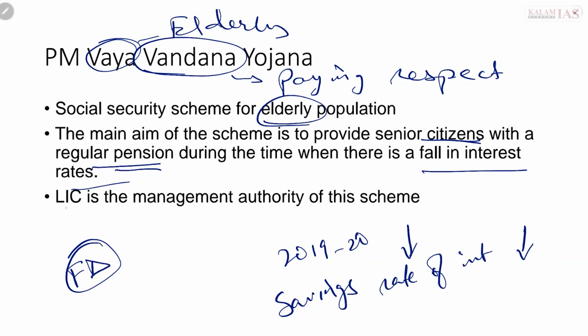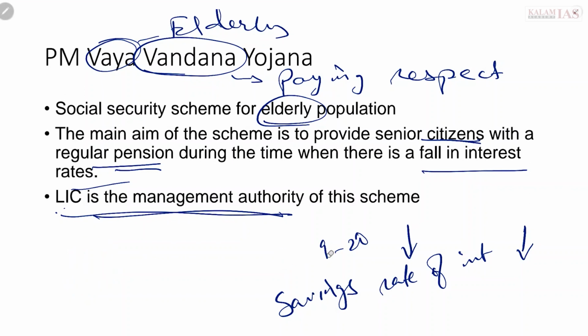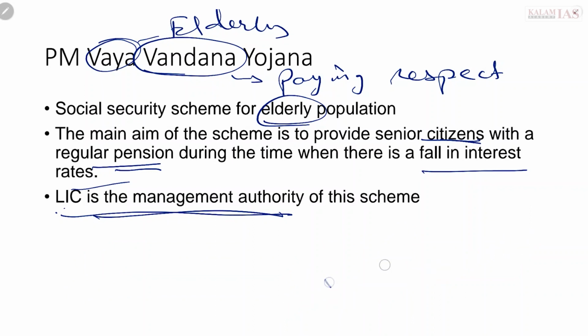Okay, in this case also LIC is the management authority. The same way as for the PM Shram Yogi Mandhan Yojana, for Vaya Vandana Yojana also, LIC is responsible. Please also remember that even for Kisan Mandhan Yojana, the provisions are the same as the Shram Yogi Mandhan Yojana.